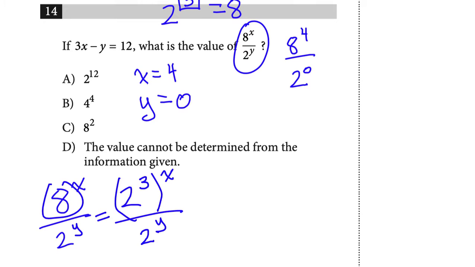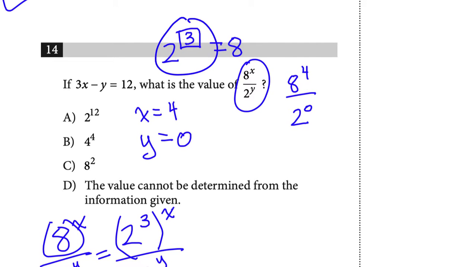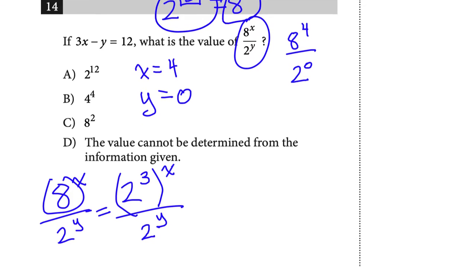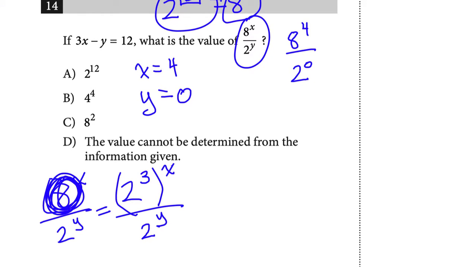Wait. You guys have told me 2 to the power of 3 is 8. Yes. That means this 8 is being substituted out for 2 to the power of 3. Oh. So would x be 4, since we used 4? I'm not quite there yet.